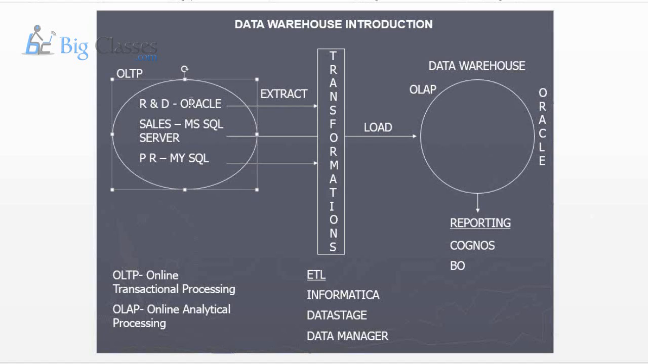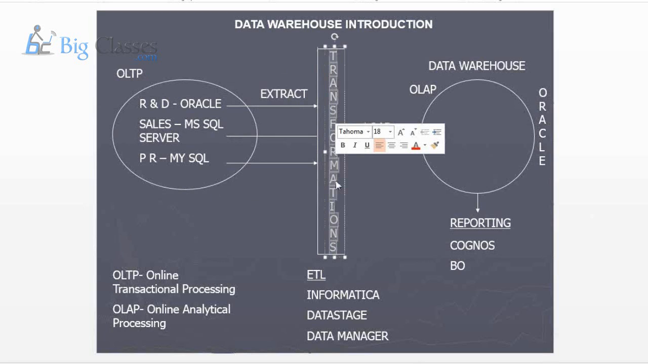Now extract the data from here and put it into a temporary database called the staging database. Once you put the data into staging, apply transformations on top of the data in the staging. The count of transformations differs from product to product. We have different transformations like cleansing, scrubbing, tuning, lookup, aggregator, and so on.